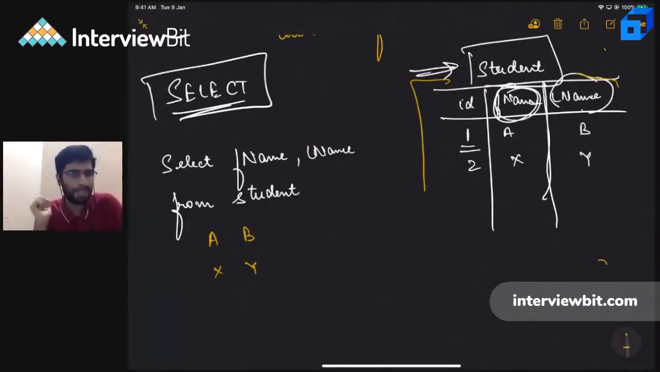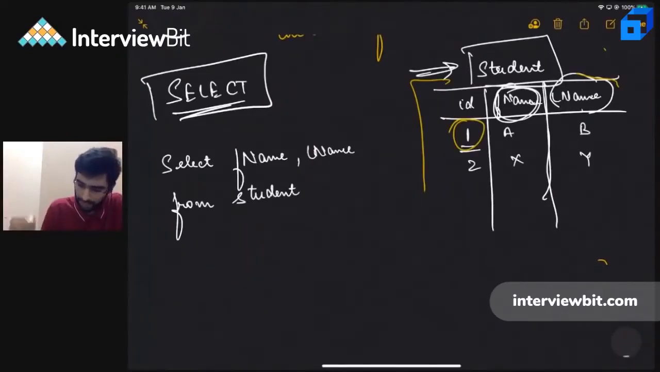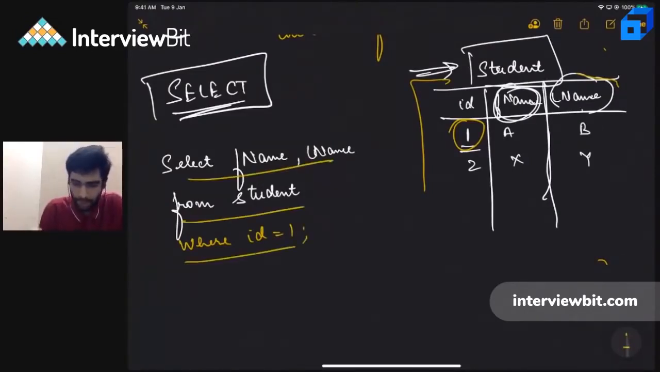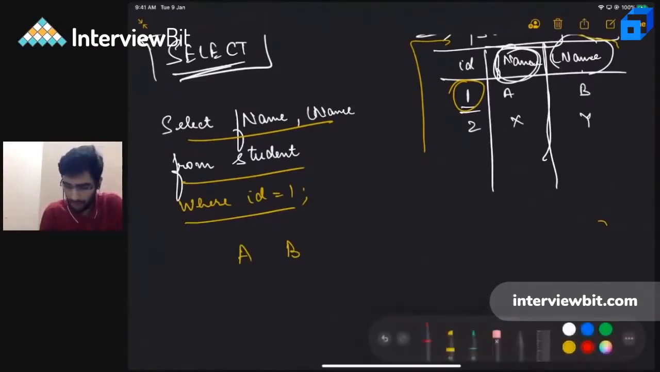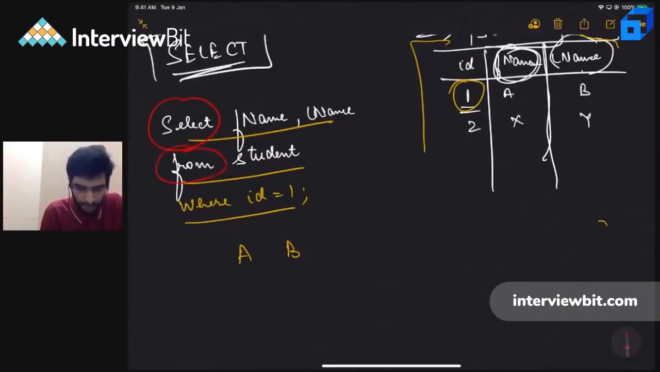Okay, so let us be more precise. Let us say you have to select first name and last name from student of the person who had the ID 1. So you need to specify that the ID should be 1 at that place. You can write where ID is equal to 1, and finally, you can terminate the statement with a semicolon. So what will this return? This SQL query will return A and B. And why will it return this? This is because of the three keywords we just saw in SQL: select, from, and where. These are keywords in the SQL query language.